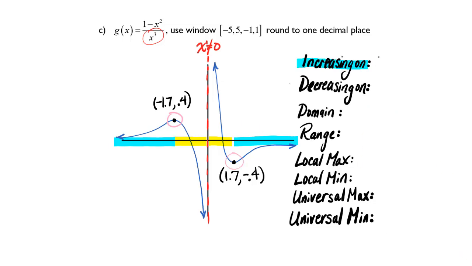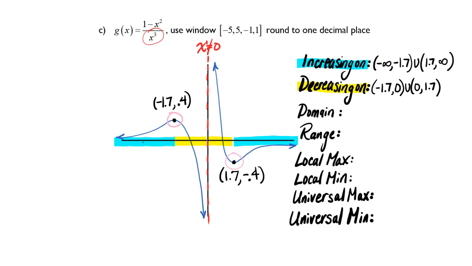This function is increasing on the interval from negative infinity to negative 1.7, and also from 1.7 to infinity. The function is decreasing on the interval from negative 1.7 to 0, but remember a vertical asymptote breaks that up, and then from 0 to 1.7.